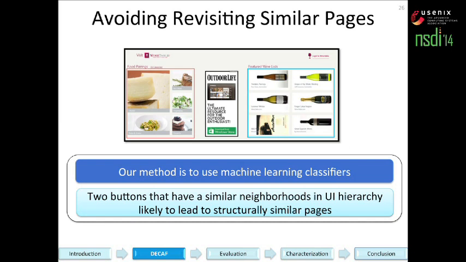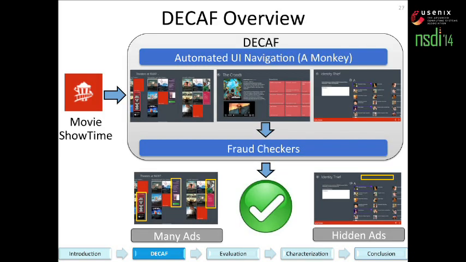To predict whether 2 buttons lead to structurally similar pages, we train a machine learning classifier. And the key idea behind the approach is that 2 buttons that have a similar UI hierarchy neighborhood are likely to lead to structurally similar pages. The details of the method are in the paper. So having talked about UI navigation, I will now briefly talk about the fraud checker.